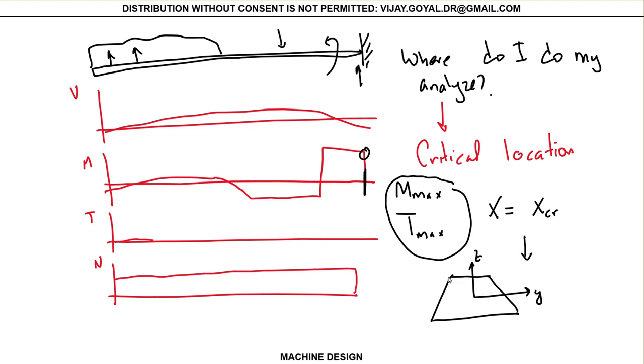I need to find the point. Is it here? Is it there? Is it there? In the middle? Where in this cross section is that critical location? Let's suppose I had a critical location, just as an example. Okay, this is my critical point. At the critical point, that's where all your analysis is done.